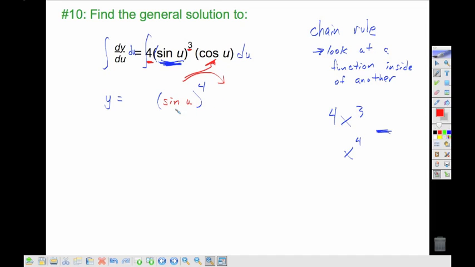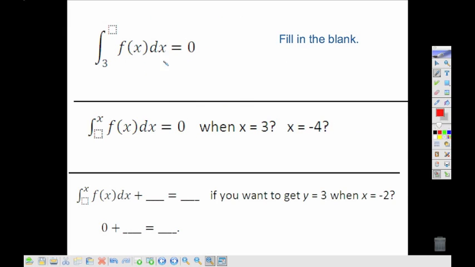So if I take the derivative of this, just to check our work again, that would give me 4 sine of u to the third times the derivative of the inside, which is cosine of u. So this right here is our antiderivative. Now since it's a general solution, we're also going to add a plus c on there. We will be learning a more systematic way of doing that that'll make these a little bit easier, but that comes later.